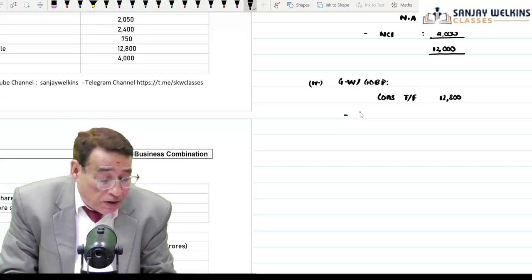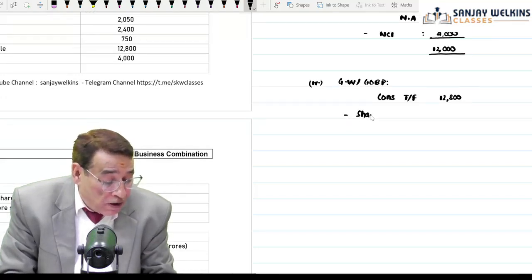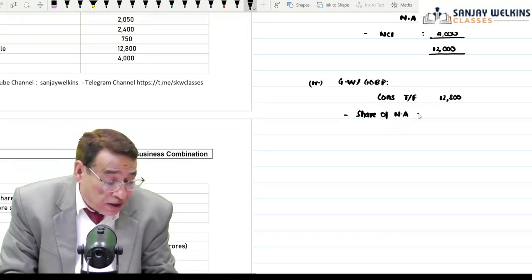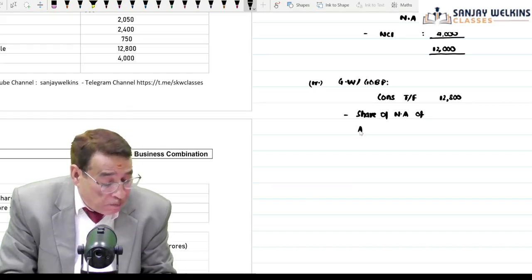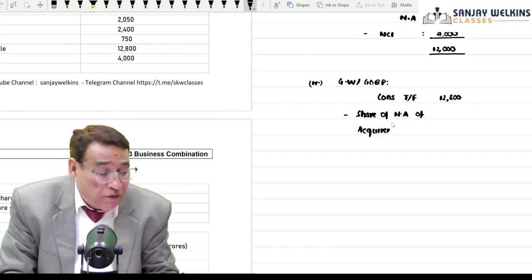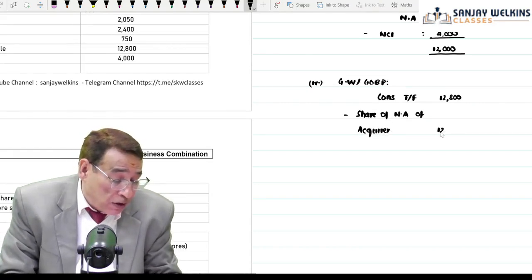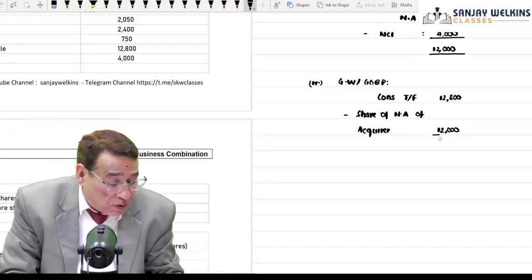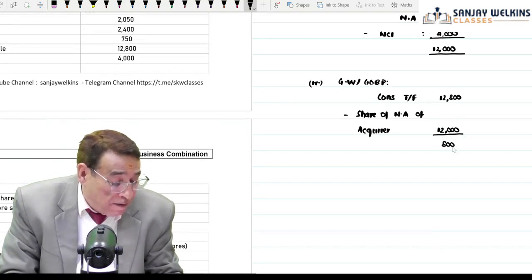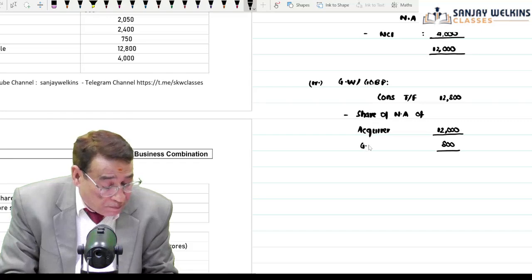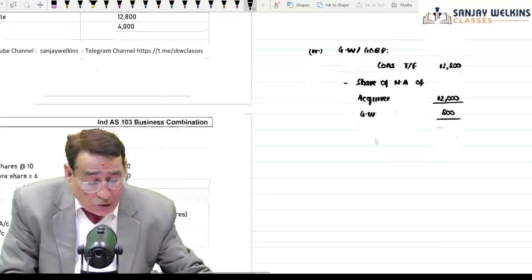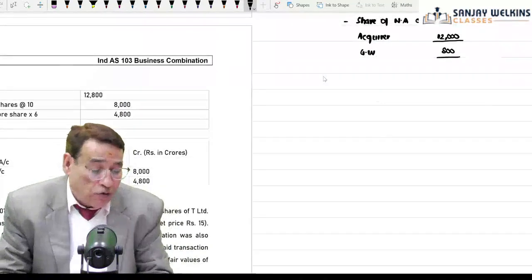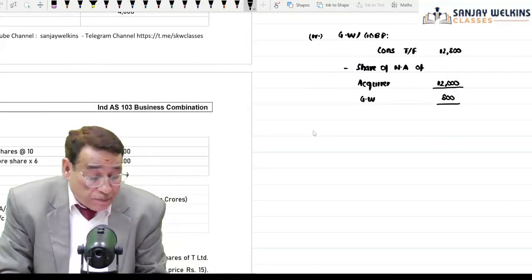And I'm going to compare it with share of net assets of acquirer, that means P Limited. Share of net assets of acquirer entity we have already seen is equal to 12,000. Now the amount of consideration, as you have noticed, is 12,800, which is higher than the share. So quite obviously in this case there is goodwill. So goodwill is equal to 800. Is it clear to you? Now you can pass down the entries because this is exactly what the question wanted you to do. Correct?